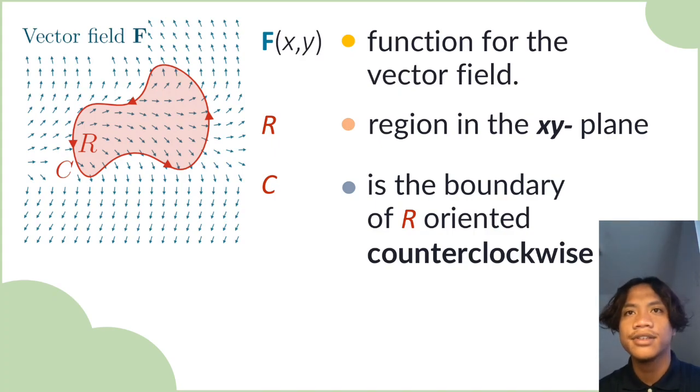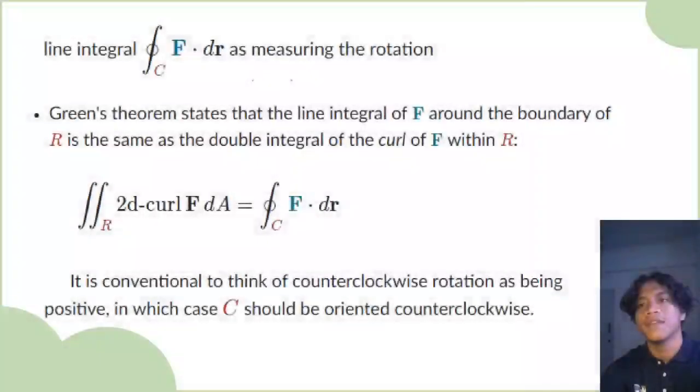Okay, F(x,y) represents the function for the vector field. R is the region in the xy plane, and C is the boundary of R oriented counterclockwise. The line integral F·dr is for measuring the rotation. Okay, Green theorem states that the line integral of F around the boundary of R is the same as the double integral of curl of F within R.